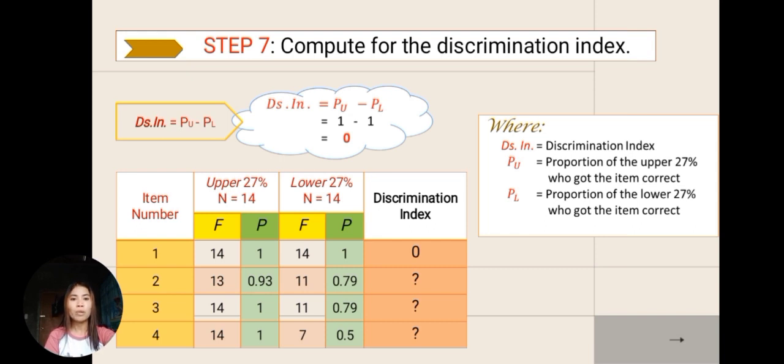we have a proportion in the upper 27% of 0.93 and a proportion in the lower 27% of 0.79. Substituting into the formula, we have 0.93 minus 0.79, which is 0.14. Same as in item 3, we have a proportion in the upper 27% of 1 minus the proportion of the lower 27% of 0.79. Therefore, our discrimination index in item 3 is 0.21, and so on in item 4.